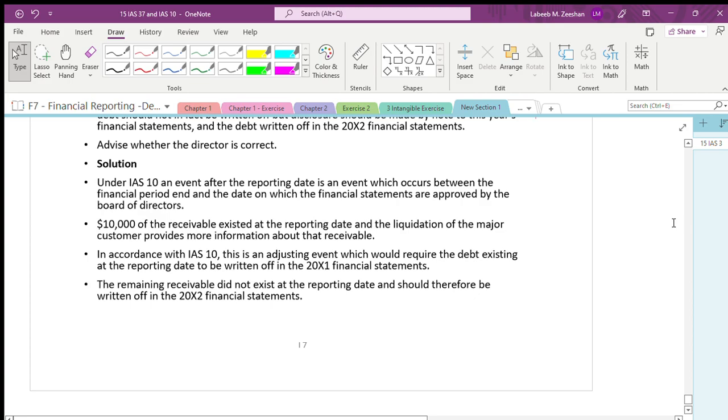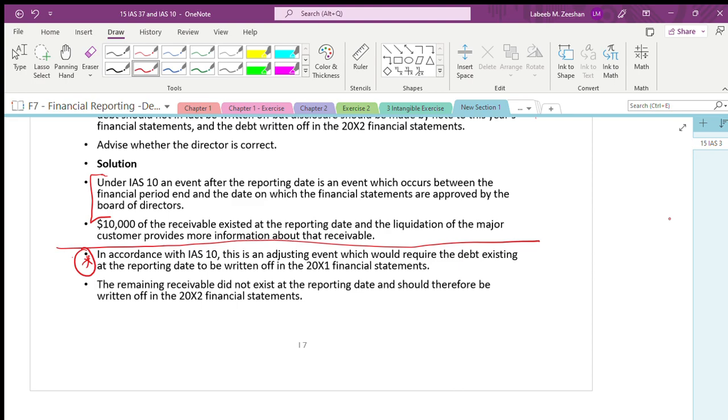What is the solution? IAS 10. These are the conditions, especially this one. Yeah, the theory, the example. Fine. Understand how they have framed it. They framed it under 2 different parts. Under IAS 10, an event after the reporting date is an event which occurs between the end of the financial period and the date on which there is approval.